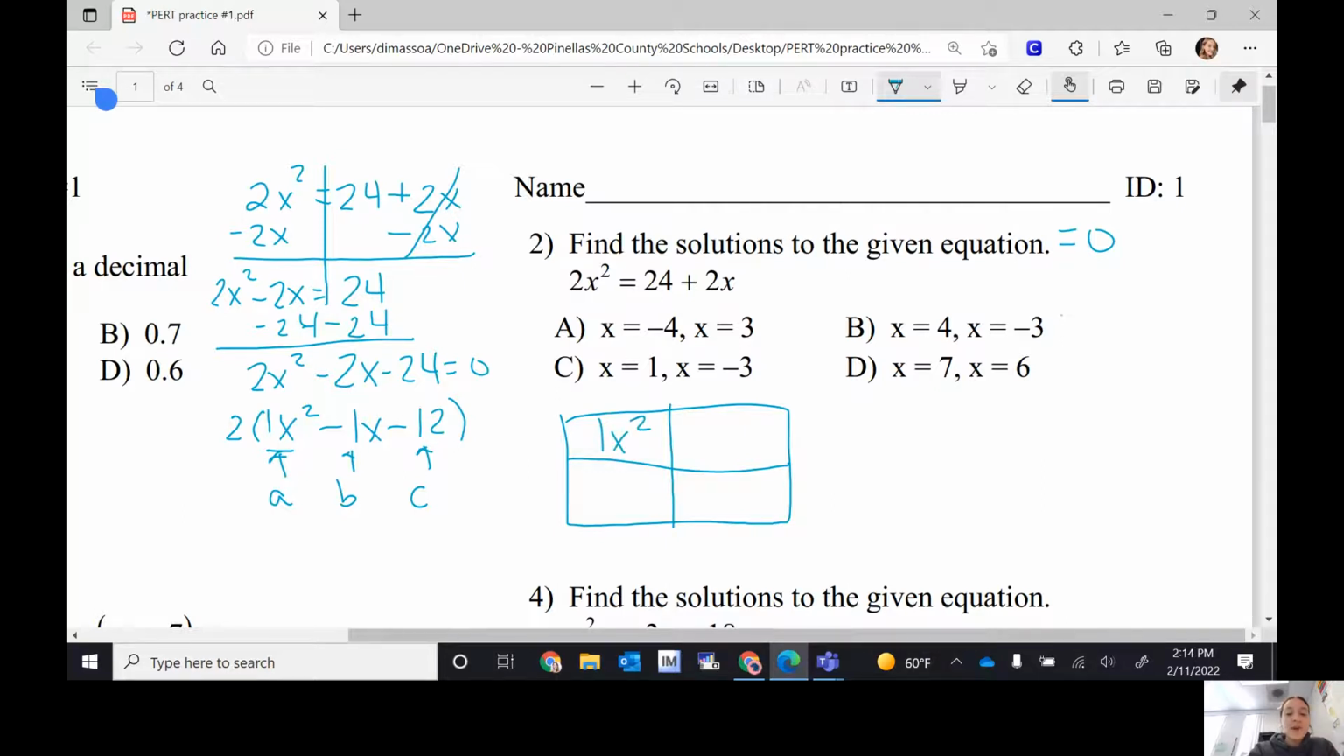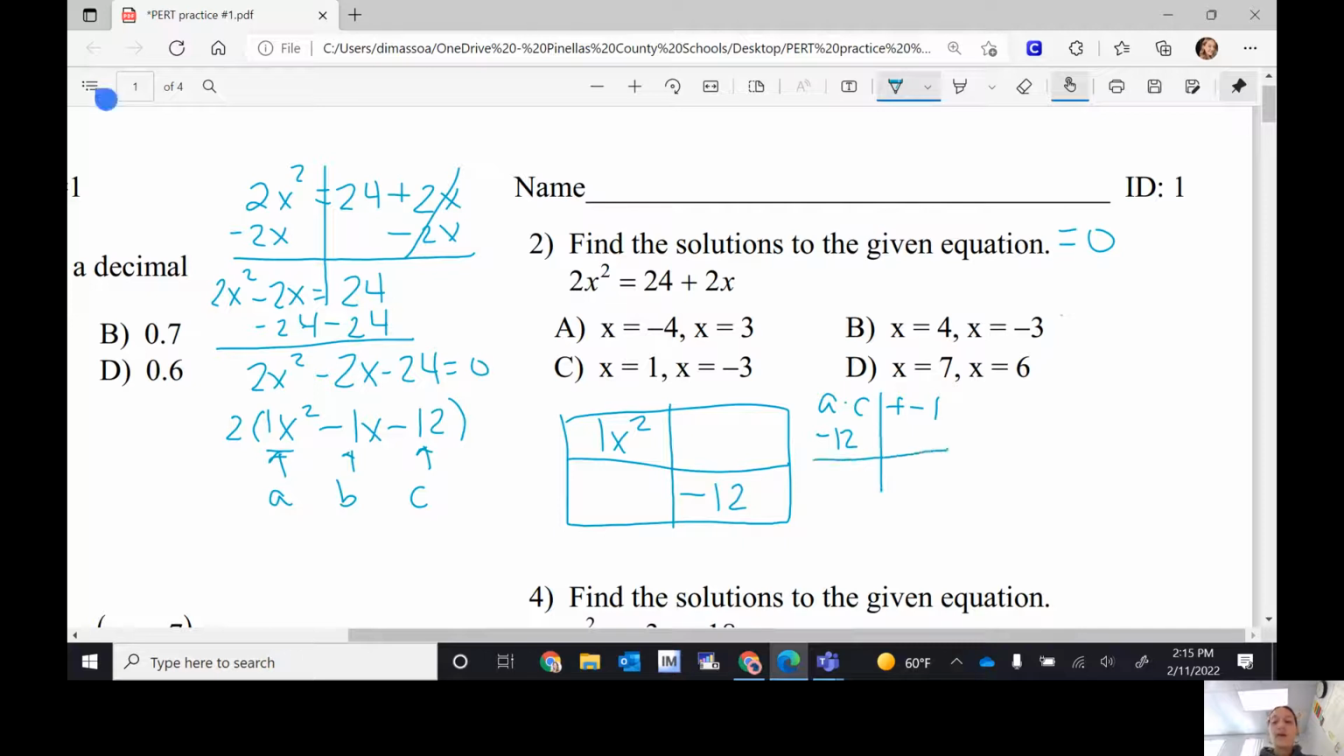In the one diagonal from it, I put my c value, which is negative 12. And then in the 2 boxes that are left over, I have to come up with 2 numbers that multiply to be my a times c value. So that would be 1 times negative 12. So I need to come up with 2 numbers that multiply to give me negative 12, but add up to be my b value, which is negative 1.